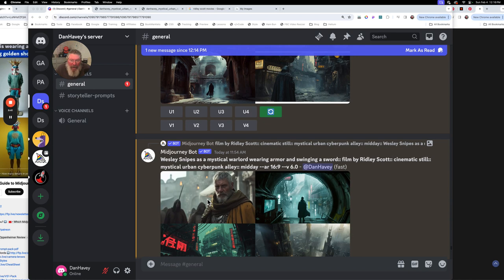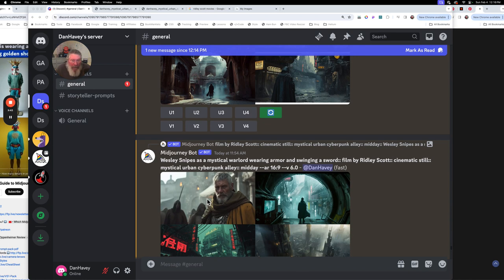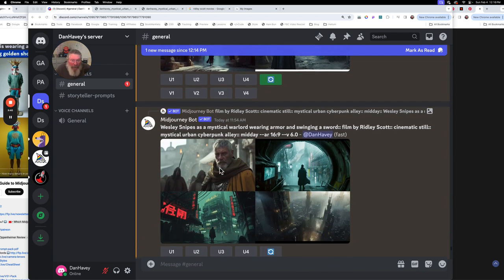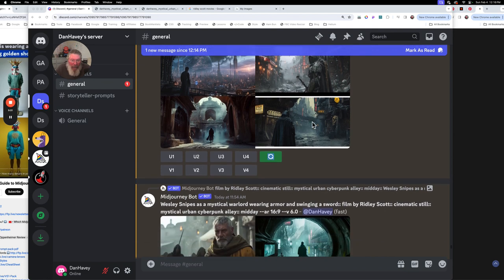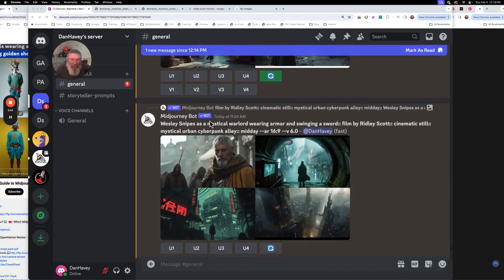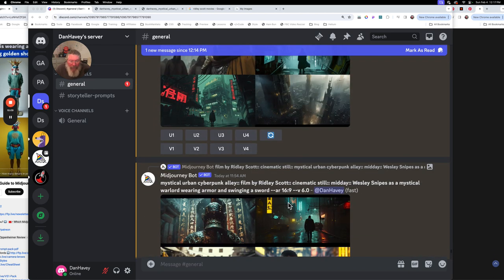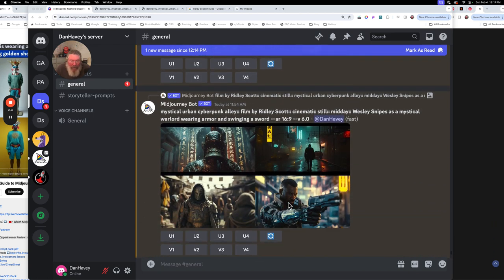And then again, here I did the exact same thing, but I changed the order. So I changed the order first to Wesley Snipes, but we still basically got similar images to up here, where they didn't necessarily follow these prompts. And it could be that in this picture, we're going to use Ridley Scott. In the next one, we're going to use cinematic still. In the next one, Wesley Snipes' character, even though we don't have one in here. So that's the interesting part about this.